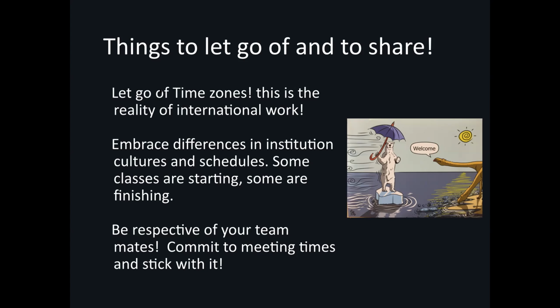Commit to those meeting times and stick with it. Many students have grades associated with this teamwork, so it's important for us all to be mindful of the ability for that team to move forward so everyone can get a satisfactory grade at the end. So last thing before I transition, going on to the next slide, key points to highlight.